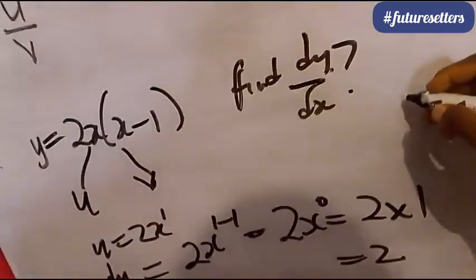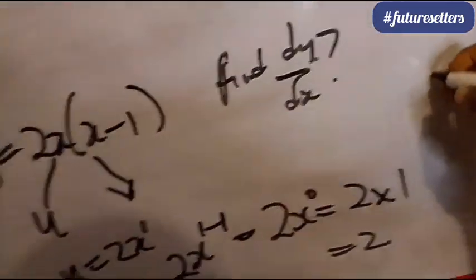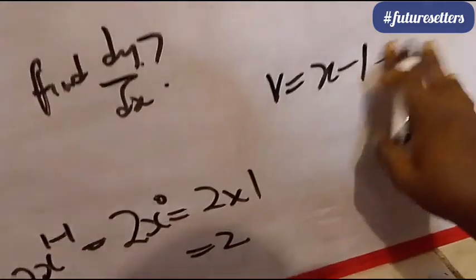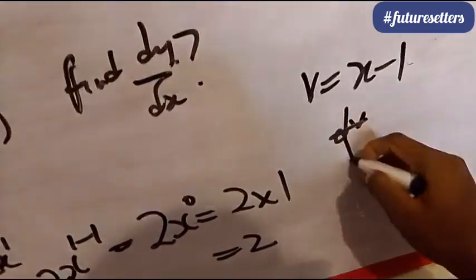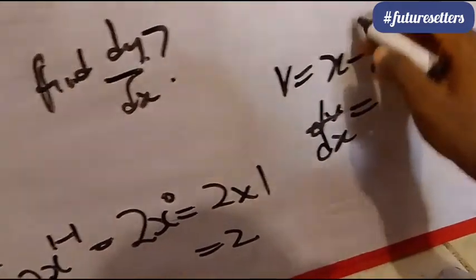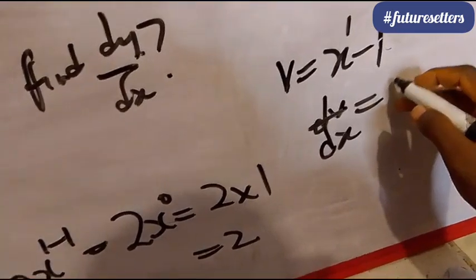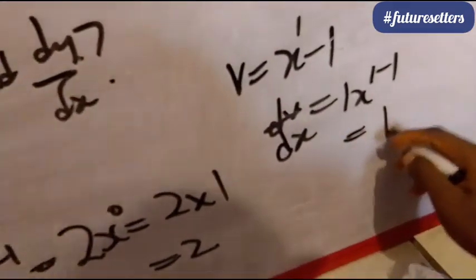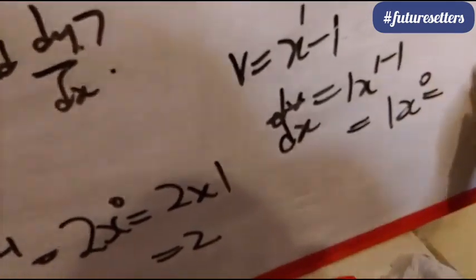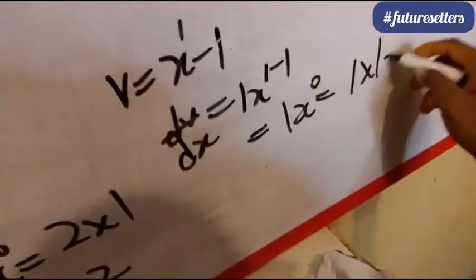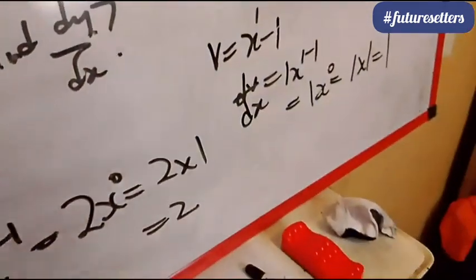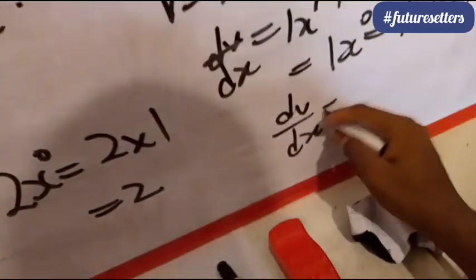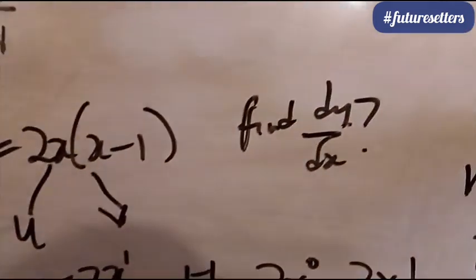Then, in a situation where you now have x minus 1 as v, so v equal to x minus 1, we can have dv dx. This will give us 1 times x raised to power 1 minus 1, which is 1 times x raised to power 0. We know that x raised to power 0 is 1, so we have 1 times 1, which is 1. So from here, dv dx is 1.